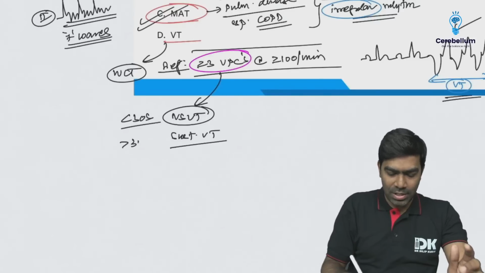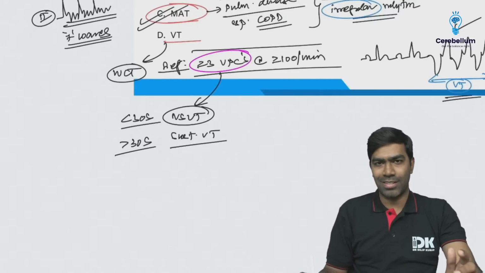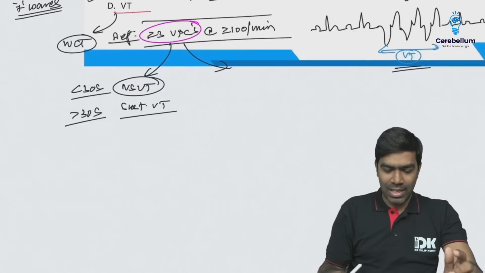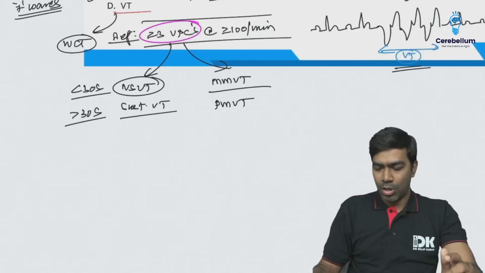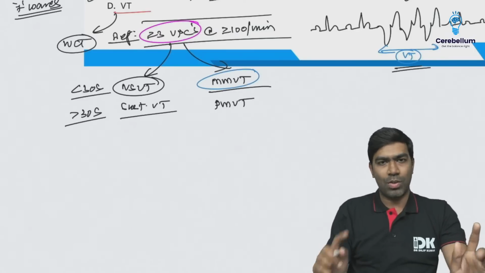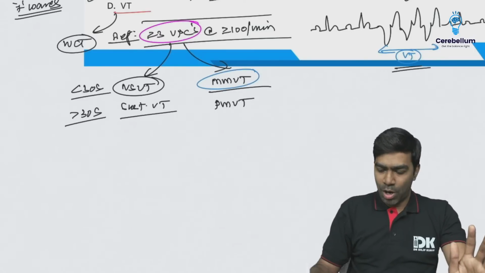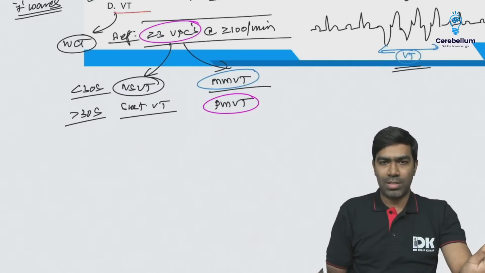Sustained ventricular tachycardia means it should be sustained for more than 30 seconds. The second classification is monomorphic VT versus polymorphic VT. Monomorphic VT means a single morphology, only one morphology of QRS. Polymorphic VT means multiple morphologies.